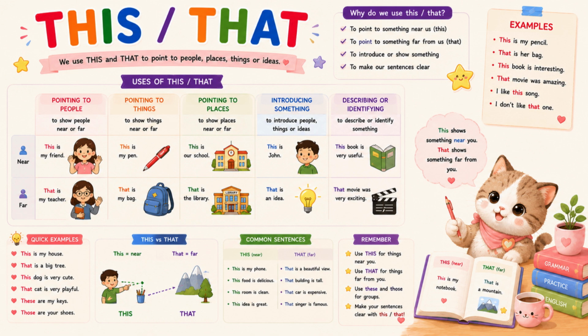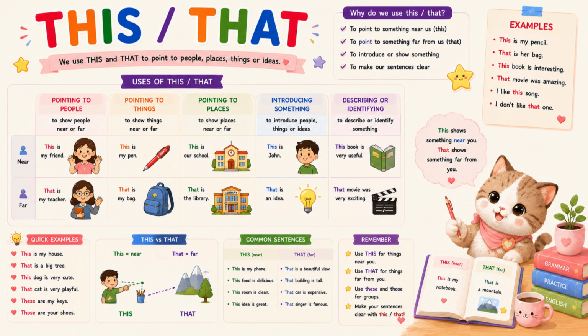We can describe or identify something. This book is very useful. That movie was very exciting. Look at the examples on the right. This is my pencil. That is her bag. This book is interesting. That movie was amazing. I like this song. I don't like that one.